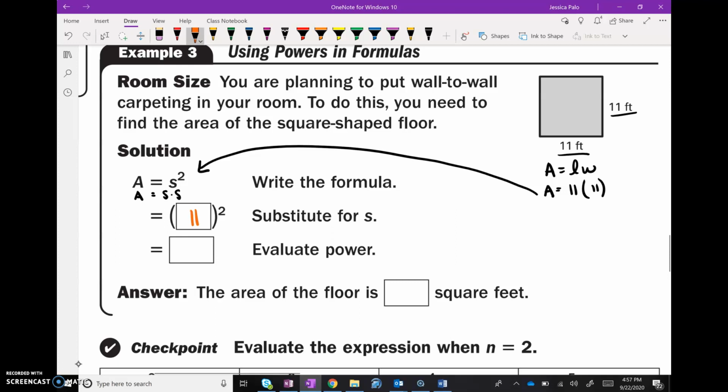11 squared, or 11 times 11 is 121. And remember, our solutions should be written in the form of a sentence so you remember what you're talking about and you can tell the reader what you're talking about. The area of the floor is 121 square feet. Units, units, units are important.